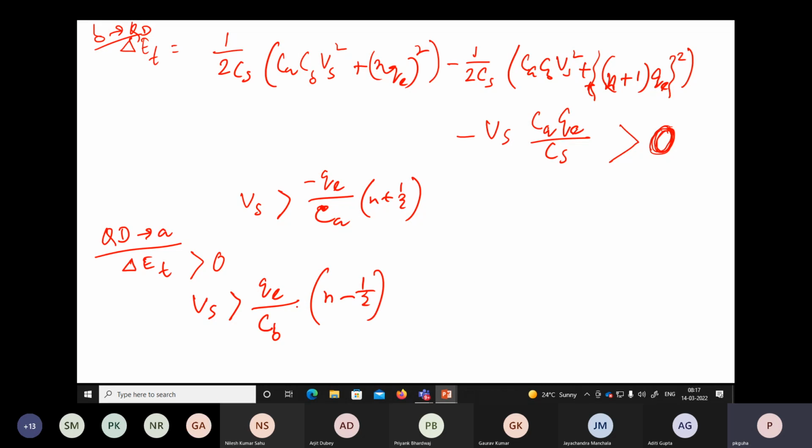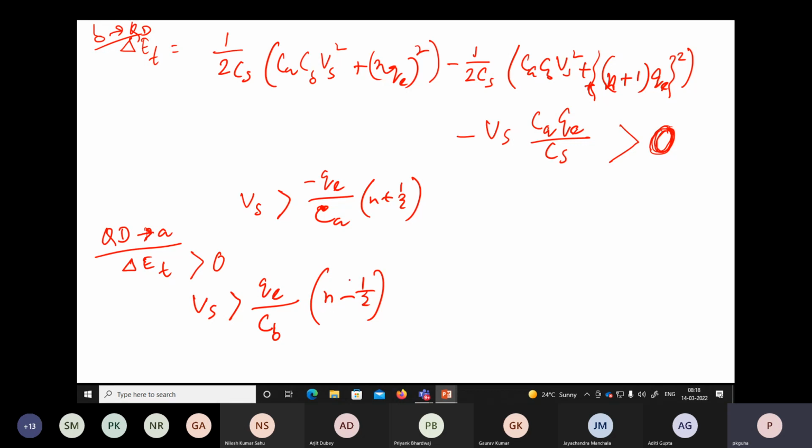I'm just skipping the steps. You can see my notes which I have uploaded already in MS Teams. You can see the steps, but they are similar steps: you assume that the total change in energy is greater than 0 to allow the phenomenon to happen, and you will get this, right?